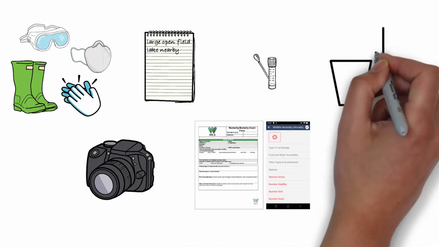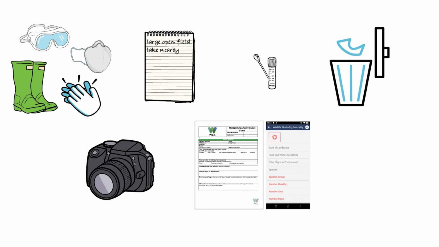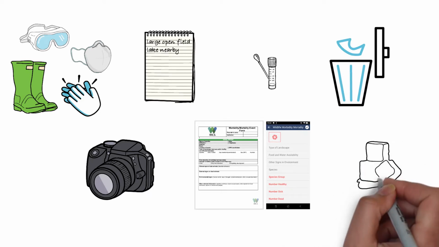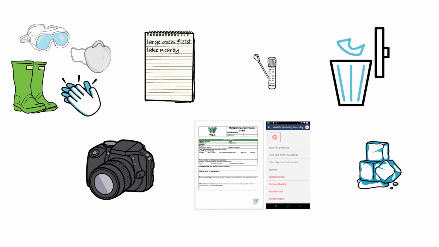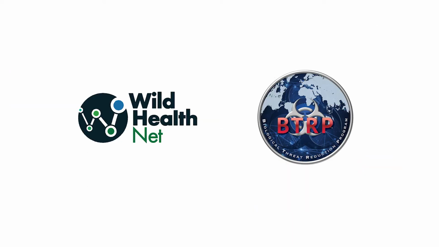Dispose of your protective equipment according to instructions given from your supervisor. Put the samples or carcass in a designated cooler as soon as possible to be stored while they await shipment to the laboratory. You have now learned how to collect carcasses and gather valuable samples. Thank you for your help in wildlife health surveillance.